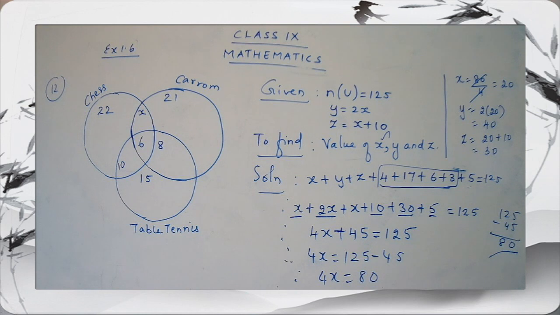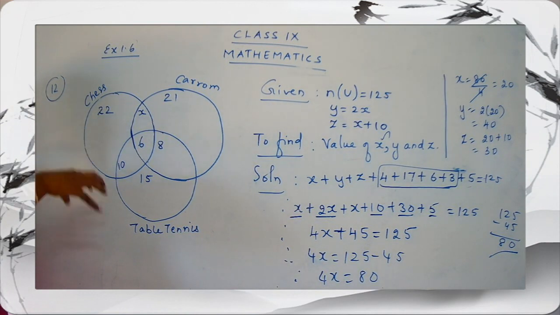Come on, do it fast, children. I hope you people are clear with the figure. You know how to write the details, how to write the numbers in the Venn diagram. You have to read the question carefully and accordingly fill the Venn diagram. Let's complete the Venn diagram first. Once we complete it, we'll get the answers directly from the Venn diagram.